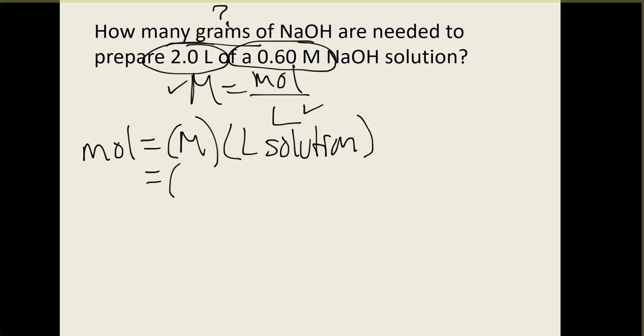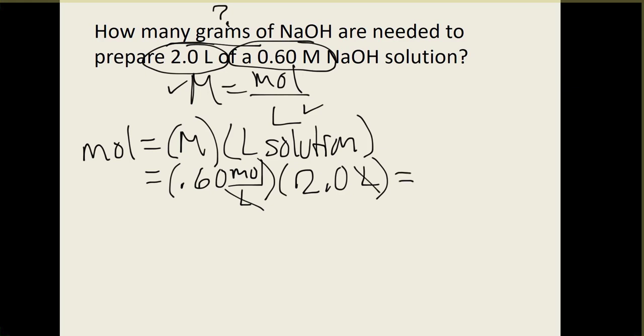And I can plug in the value, so 0.60 molarity times 2 liters. And actually, I'm going to change that molarity to its units, which are moles per liter. That way you can see that our liters is going to cancel out. So multiplying 0.6 times 2, we get 1.2 moles. Now, this is not what we want our answer in, because we want our answer in grams.